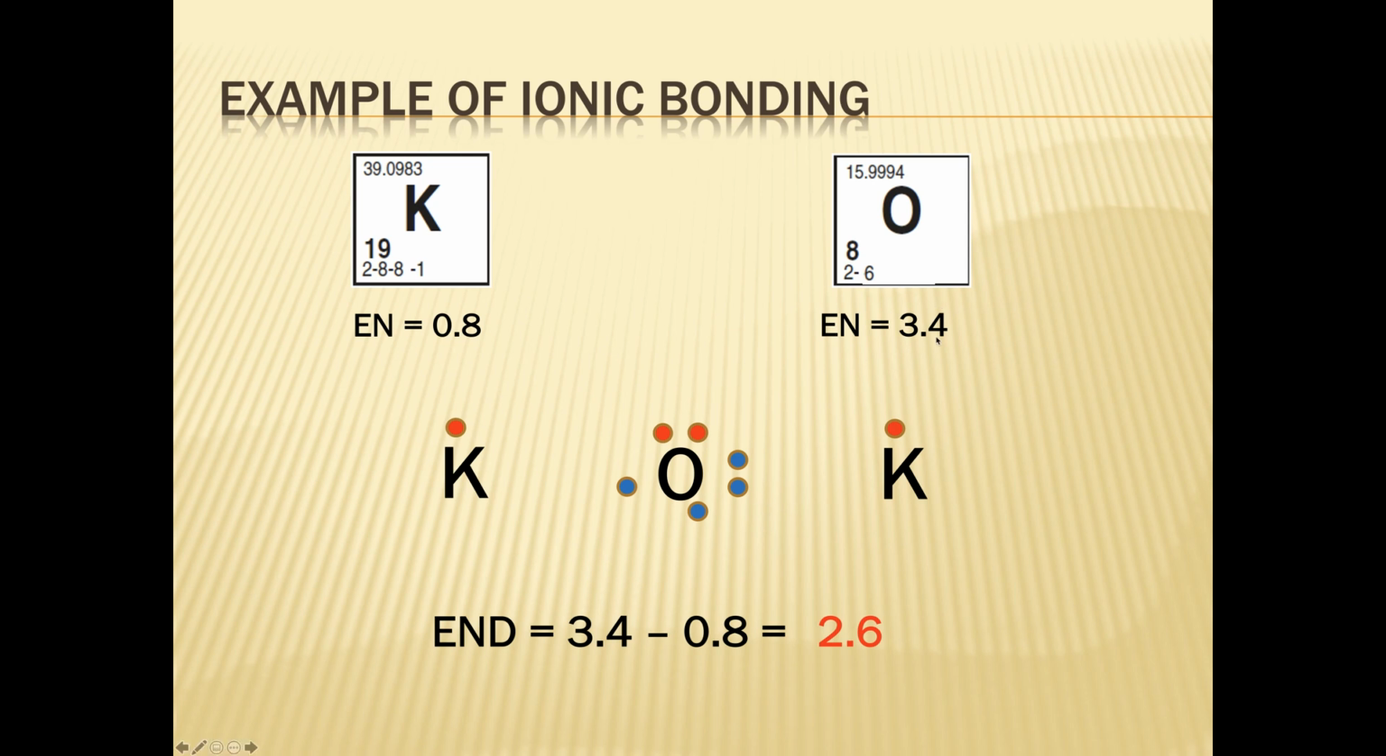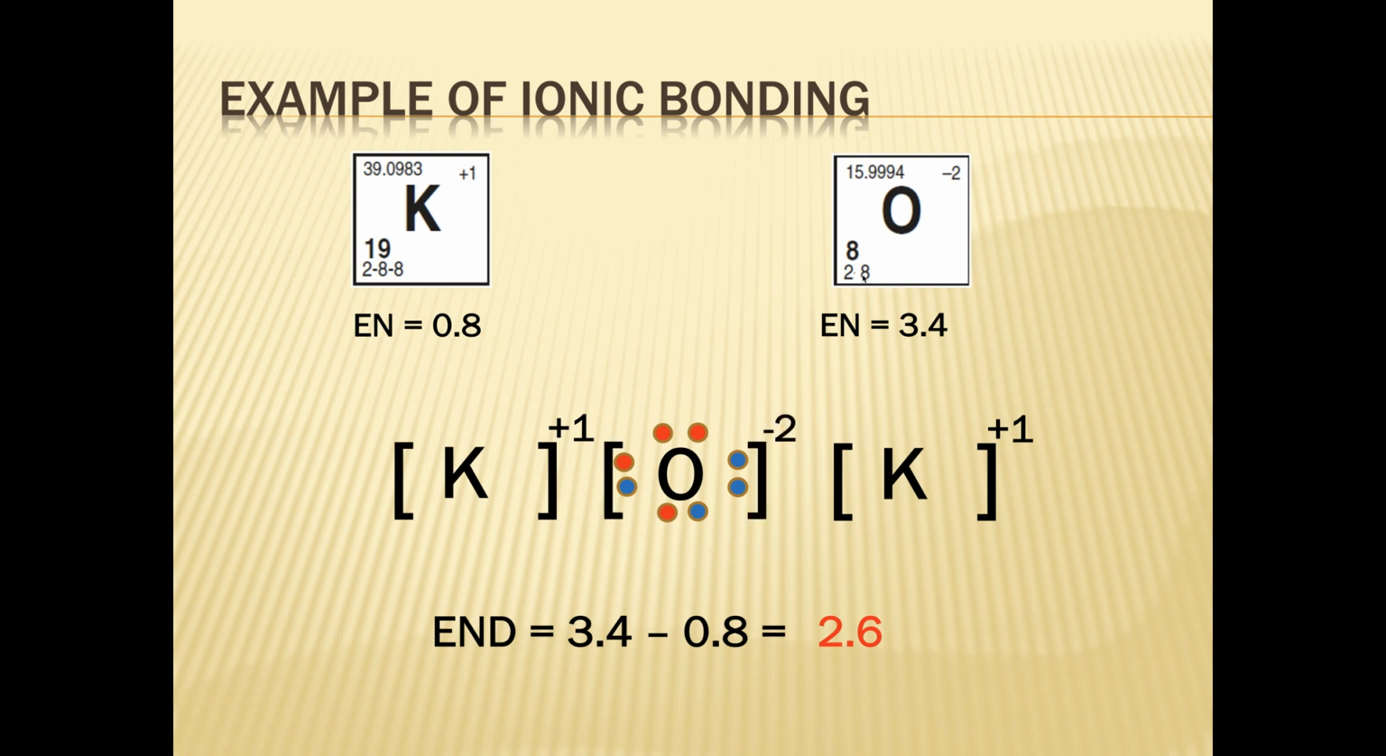Now, because oxygen needs 2 more electrons, but each potassium can only provide 1, we're going to require 2 potassium atoms to make oxygen whole. So the potassiums will lose their valence electron. You'll notice now it's just 2-8-8, and it now has a +1 charge. The oxygen was 2-6, and now it's 2-8, giving it a -2 charge.